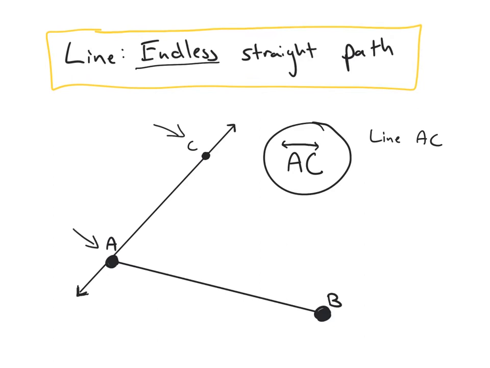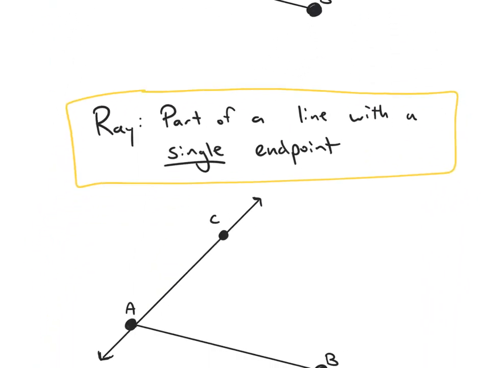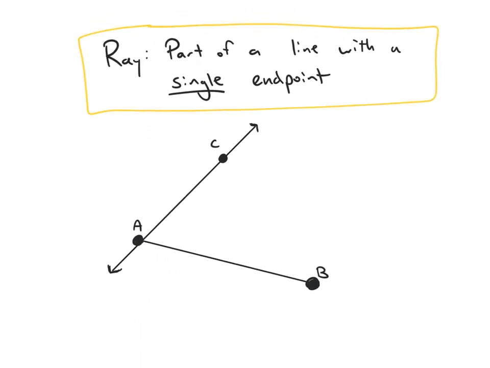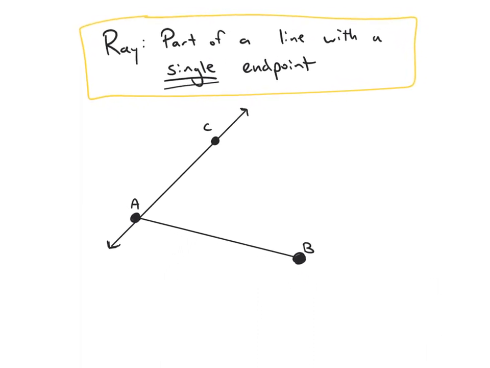So there you have it, a line, an endless straight path, and we can name it using 2 points that fall on that line. So the next term we're going to be looking at is a ray. A ray is a part of a line with a single endpoint. So it's going to have 1 point that stops and 1 point that goes on forever and ever and ever.